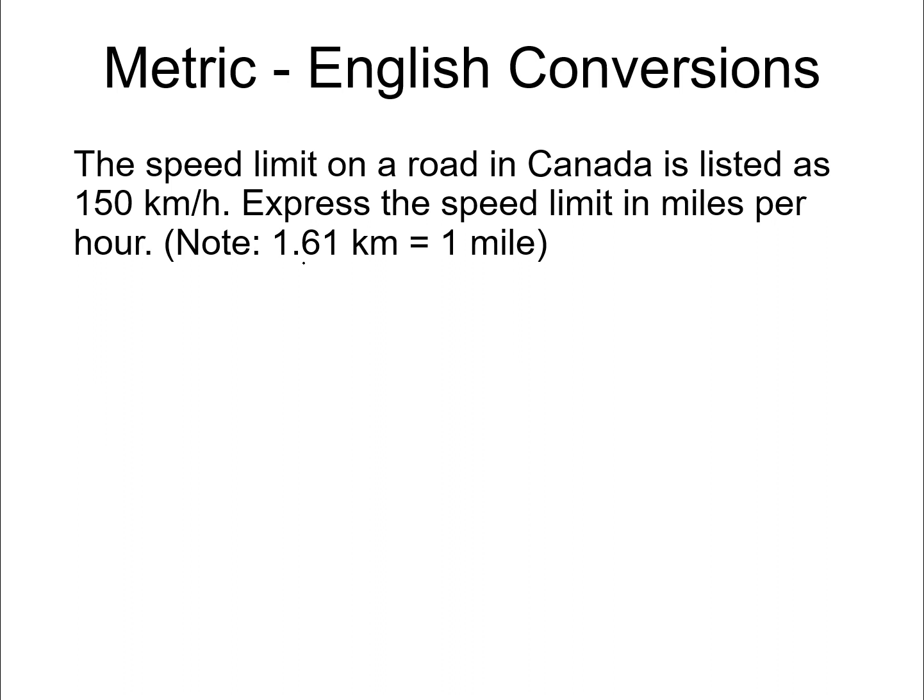So let's say you happen to be in Canada and it's post-COVID time, right? So you can travel and not worry. The speed limit on a road in Canada is listed as 150 kilometers per hour. Express the speed limit in miles per hour. And I told you 1.61 kilometers is the same thing as 1 mile. So for our question, 150 kilometers per hour is equal to question mark miles per hour.